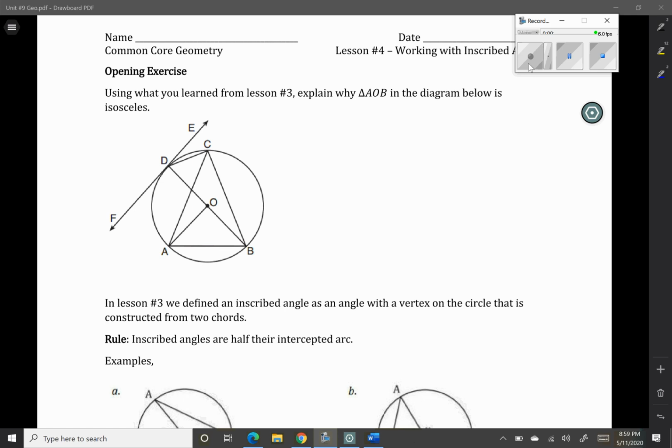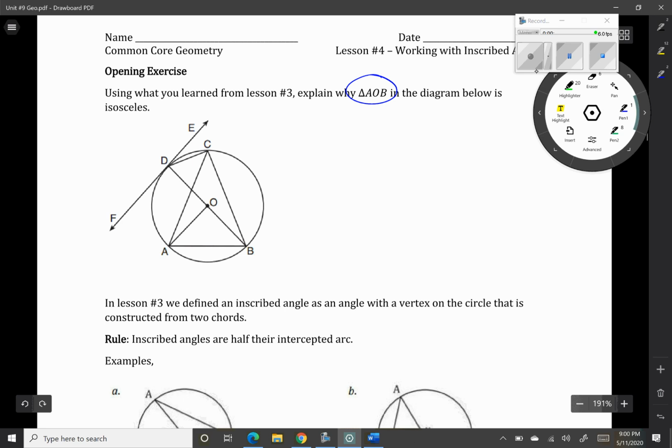Before we do that, though, let's just review a little bit of vocabulary that we should know, right? So I've given you a picture here in the opening exercise. There's a lot going on here, right? We have diameters, radii, chords, and we even have this crazy line that we haven't even learned what it's called yet, line FE. This is what's called a tangent line. And all this stuff is just kind of like window dressing, because there's only one piece of this problem in the opening exercise that we care about. We only care about triangle AOB.